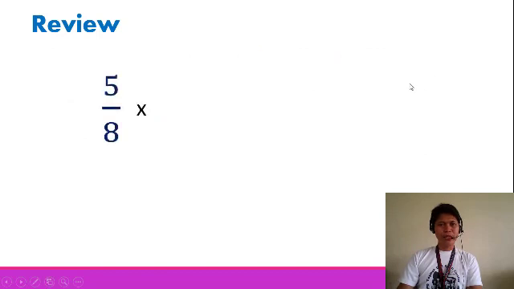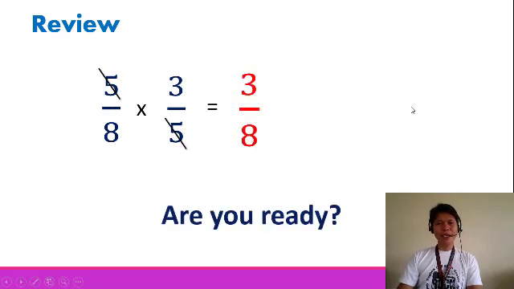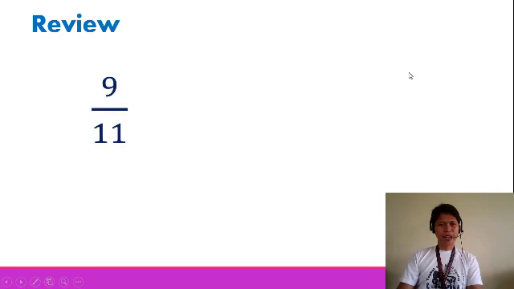Okay, we have 5/8 times 3/5. So by cancellation, we can cancel 5 and 5. They become 1. So the remaining is 3 over 8. So the answer is 3/8. Are you ready? Again, I will give you a few seconds, or you can pause the video if you need more time. Let's start. 9/11 times 5/9.